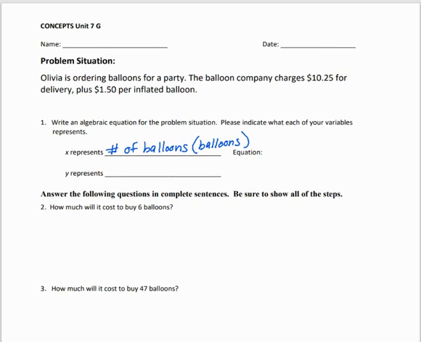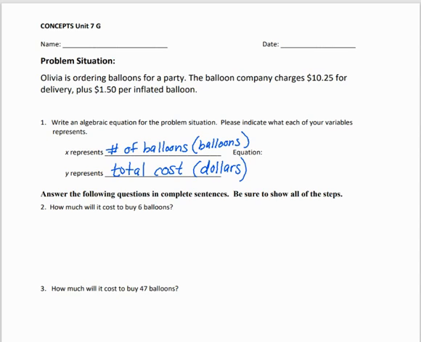Got one? Great. What is Y going to represent? What did Max say? Total cost. Good. What will my units be there? Good. Dollars. Okay. So again, if you're ever unsure of those variables, look down below a little bit at those questions to see what we're looking for.